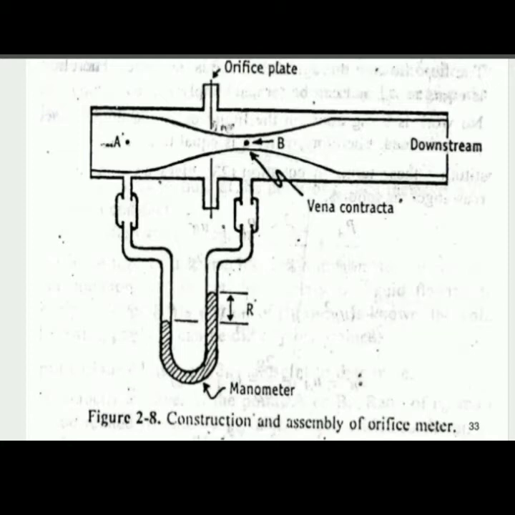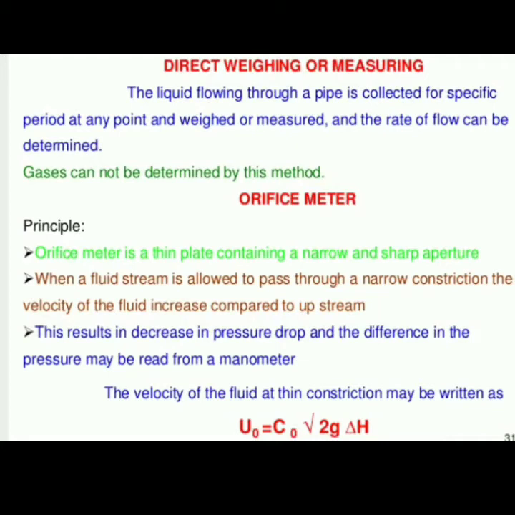So the difference in the pressure head, that is delta H, may be read from a manometer. If the diameter of this orifice is small compared to the diameter of the pipe, then the velocity of the fluid at the point before entering the orifice may be considered. So what is the equation of this orifice meter? The velocity of the fluid at the constriction may be written as UO is equal to CO into root of 2G into delta H.